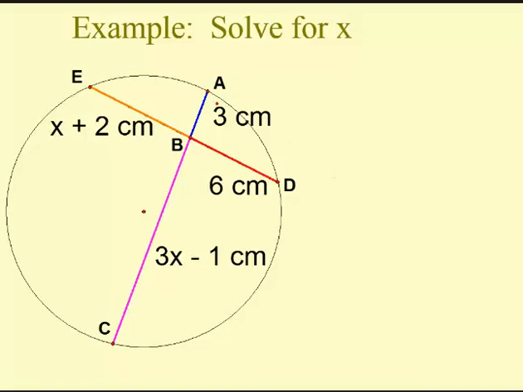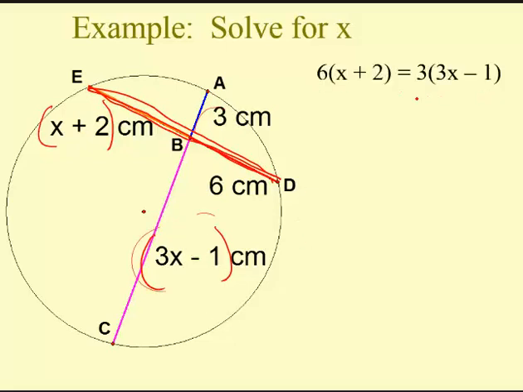Okay, so here again, we have two parts, color-coded the exact same. It's the same picture, I just threw different numbers in here. So what are my two parts going to be for this chord ED? 6 and x plus 2. You need to remember to put these phrases here in parentheses. And then what are the two parts of AC? 3 and 3x minus 1. So when we write that out, including the parentheses, it would look like this.